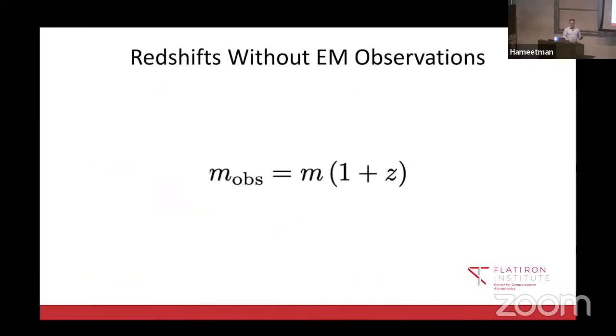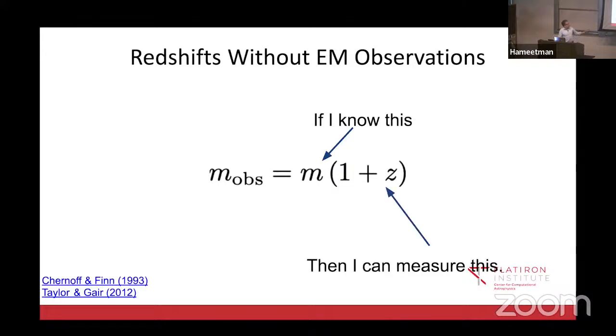What can you do in the interim? Well, how can you get redshifts without electromagnetic observations? As I said, if someone told you the mass of your merger, then measuring this tells you the redshift. And this is an old idea. It goes back to Chernoff and Finn from the 90s. In that case, and also in Taylor and Gair 2012, which was sort of an update on this original paper, the picture was that neutron stars are all about 1.4 solar masses. So you don't actually need a phone call. If you can measure neutron star mergers at cosmologically relevant redshifts, you can say this is about 1.4. This tells me the redshift.